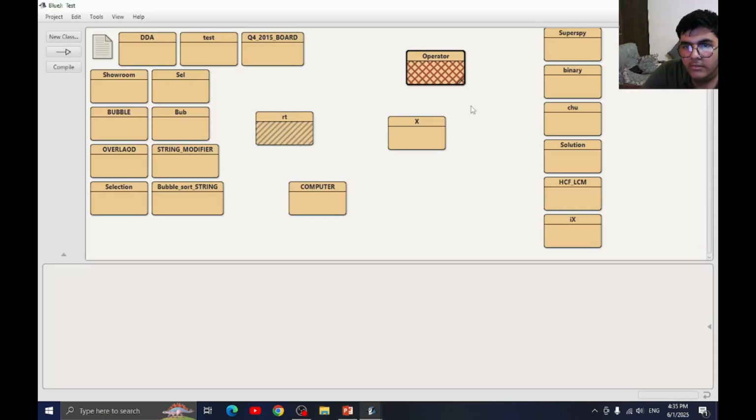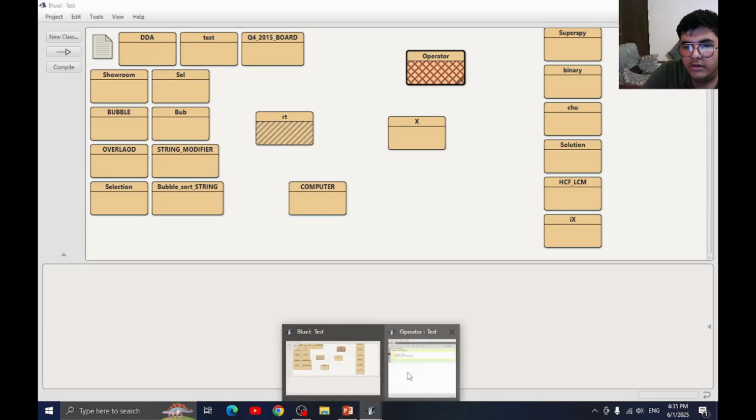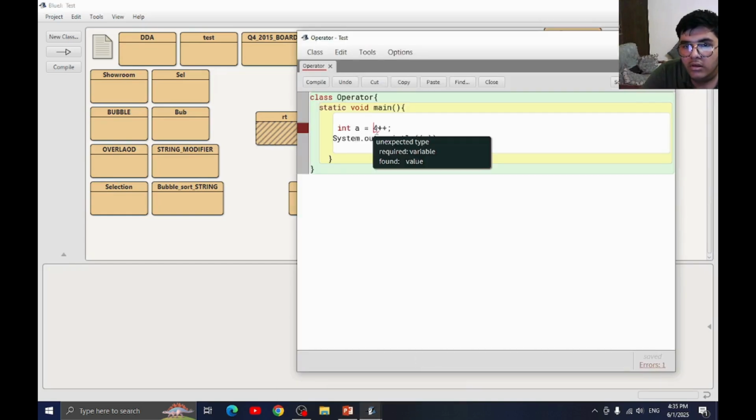So let's come here. I think there's some error in the program. Okay, so: required variable, found value.